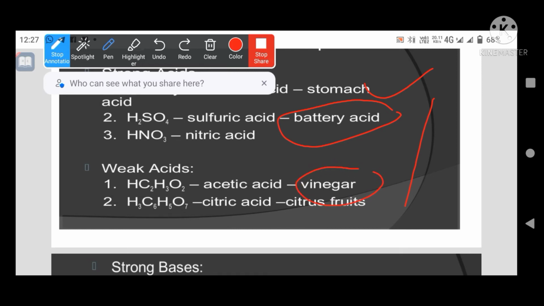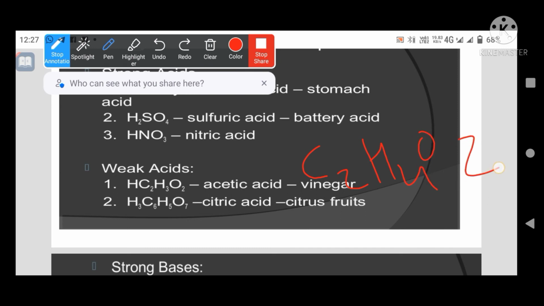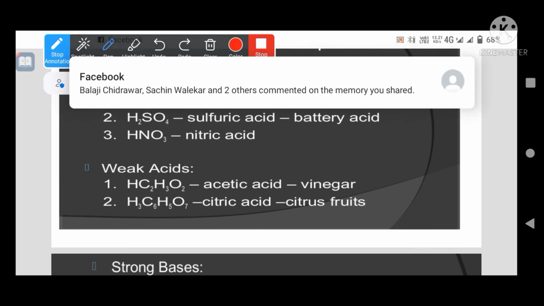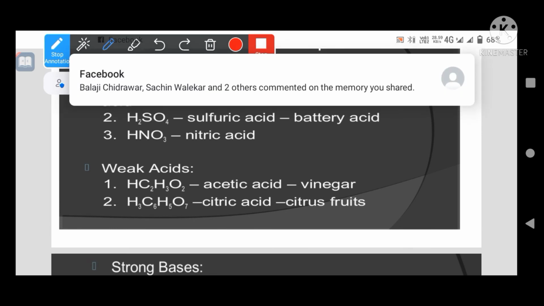You can write this as C2H4O2, which is easier to understand. C2H4O2 means vinegar or acetic acid. Next is citric acid. It is present in lemon and orange. That is citric acid.